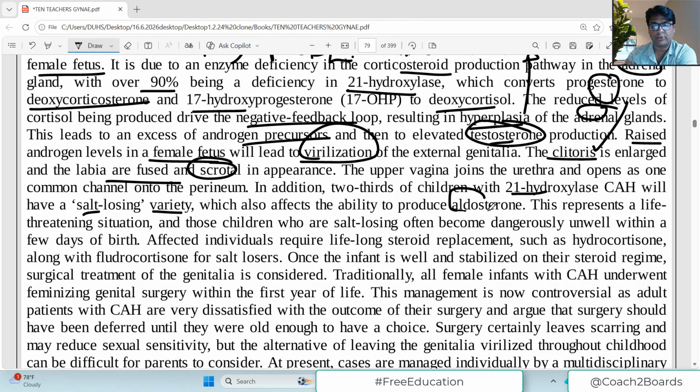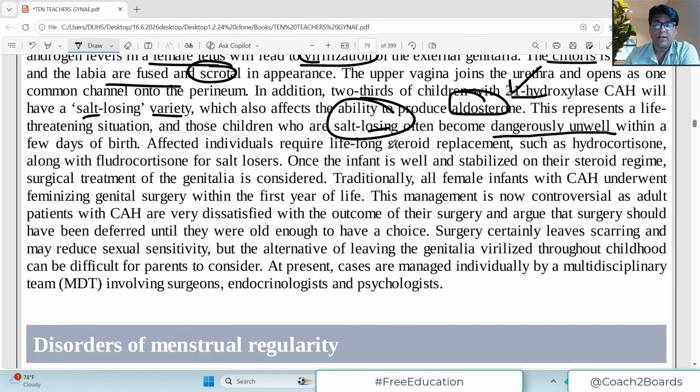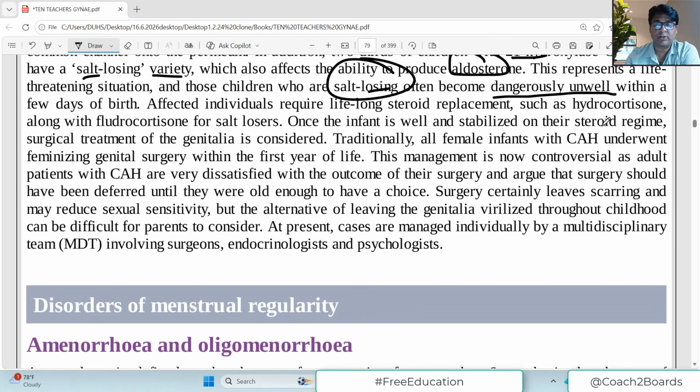In addition, 2/3 of children with 21-hydroxylase congenital adrenal hyperplasia will also have the salt-losing variety, which also affects the ability to produce aldosterone because the adrenal is involved, right? So aldosterone will be affected. This represents a life-threatening situation, and those children who are salt losing often become dangerously unwell because this is serious. If you lose salt and water balance, it's all disturbed.